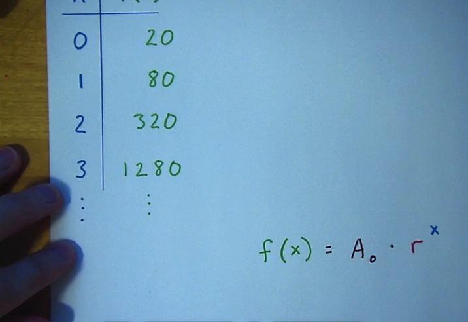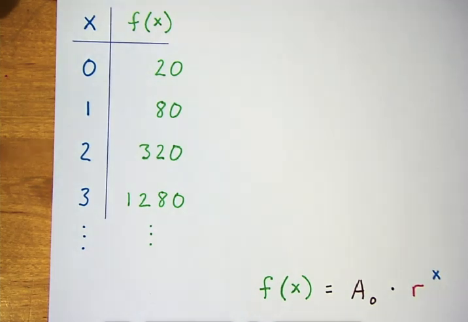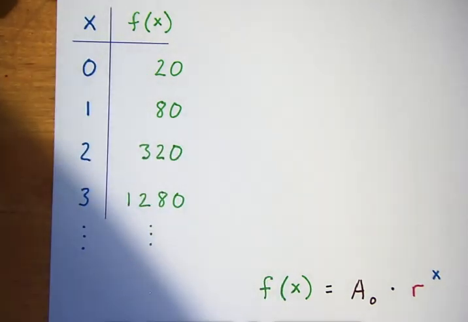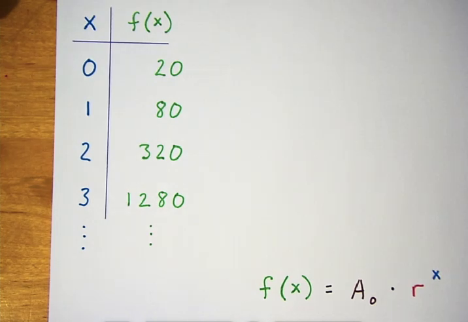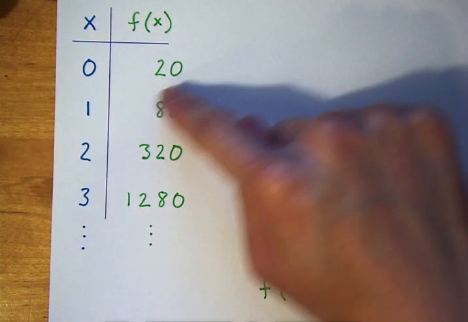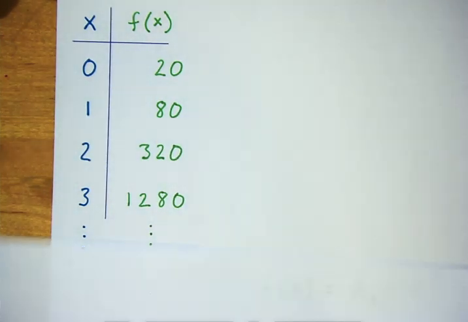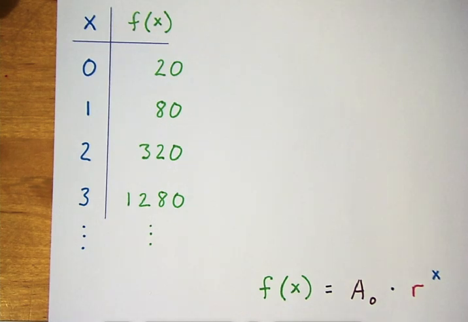Let's say we have this table right here, where when x equals 0, your f of x is 20. When x equals 1, your f of x is 80, etc. And right down here is your general formula for an exponential function.